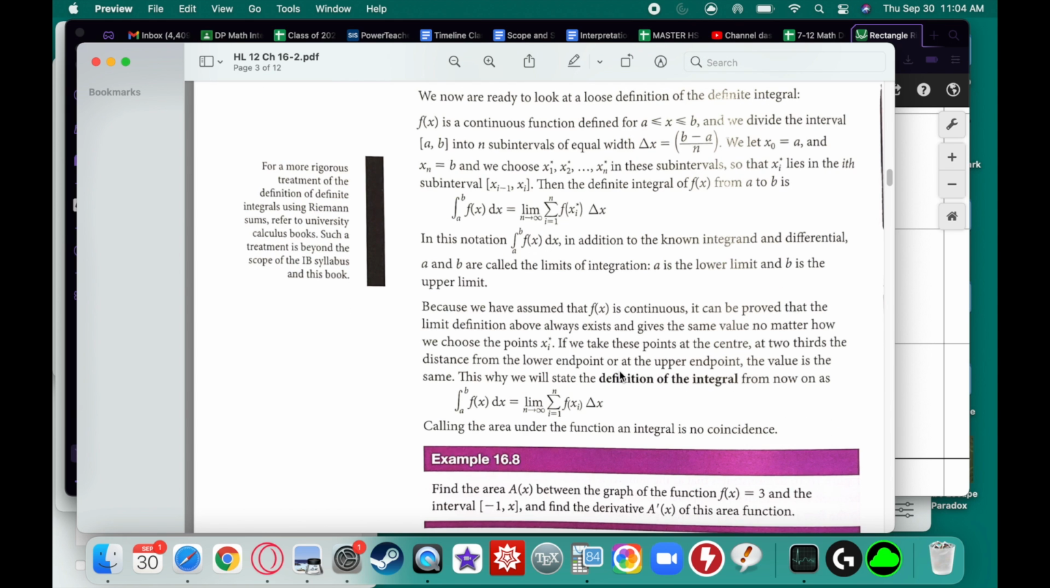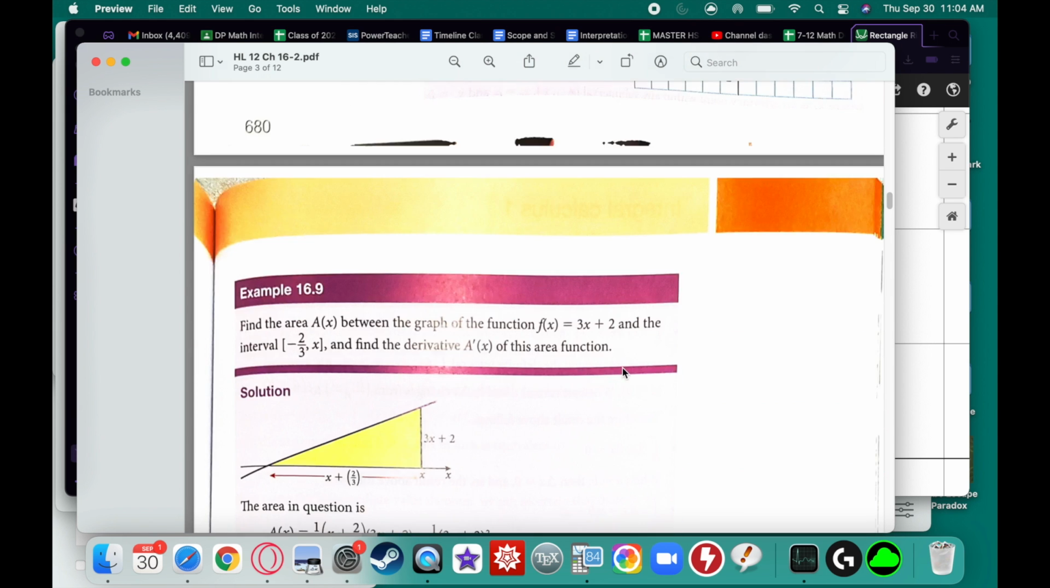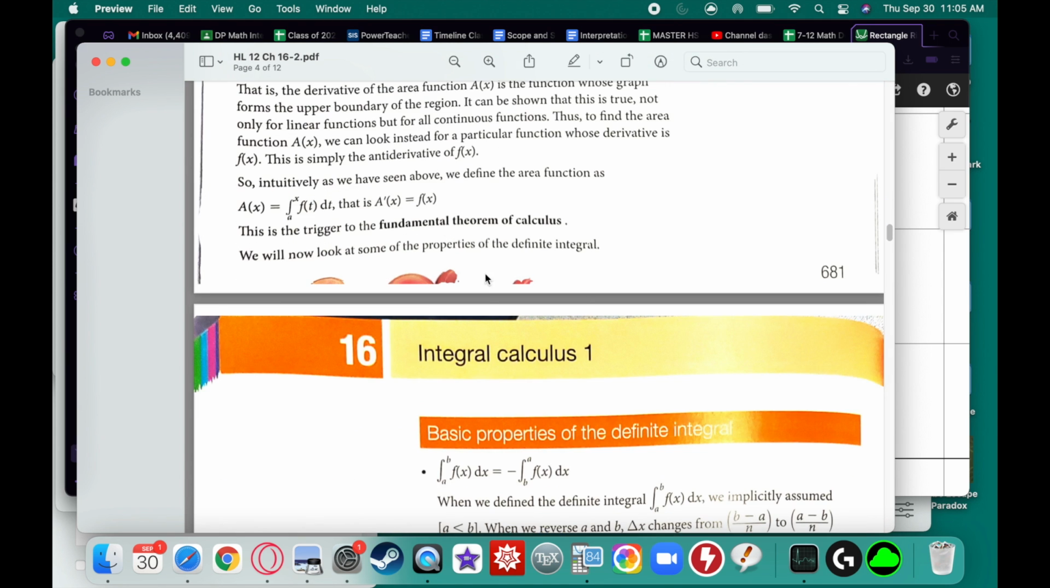Now there's a couple of nice things that we could do with this. We can skip this part. This is not that important. This is just a couple of basic examples.